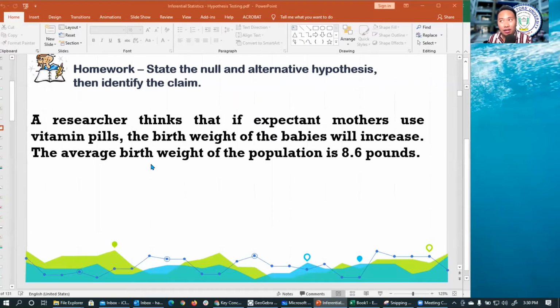State the null hypothesis and an alternative hypothesis. A researcher thinks that if expectant mothers use vitamin pills, the birth weight of the babies will increase. The average birth weight of the population is 8.6 pounds. Can anyone tell me how do we state the null hypothesis? If you remember our last meeting, the null hypothesis is a statement that tells us there's no difference between a population parameter and a specific statistic. So how do we state the null hypothesis for this example?